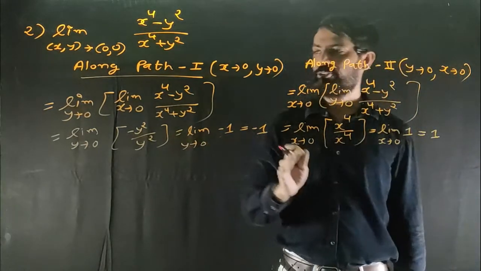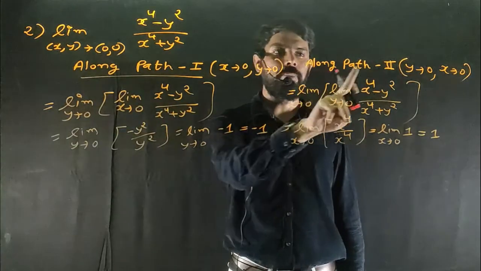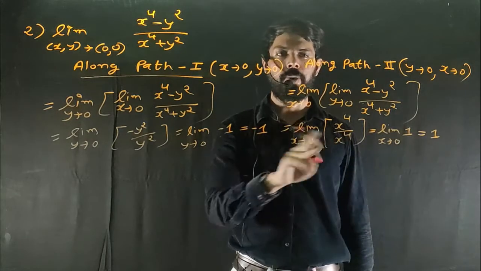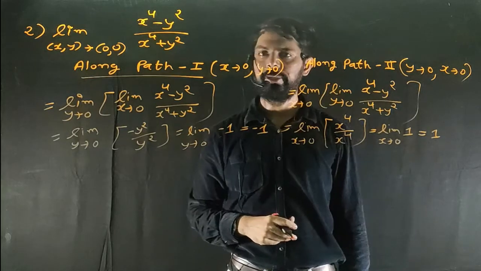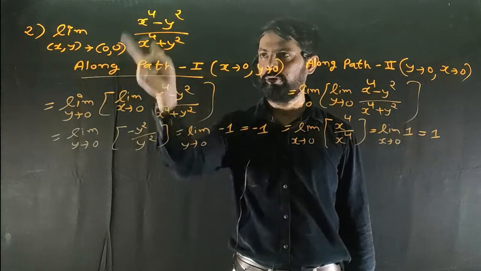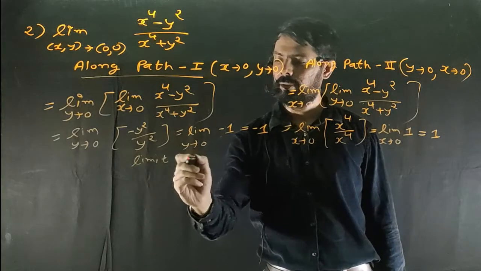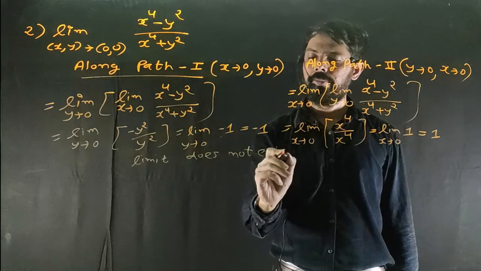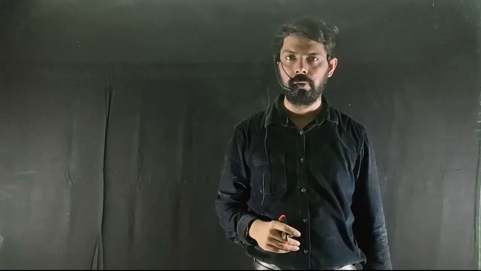As you can see, the limit along path 1 is minus 1 and the limit along path 2 is plus 1. So the limits along both paths are different. Therefore we can say that the limit does not exist for this question, because the limit along path 1 and path 2 is different.